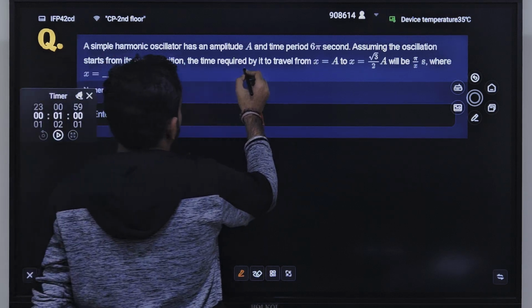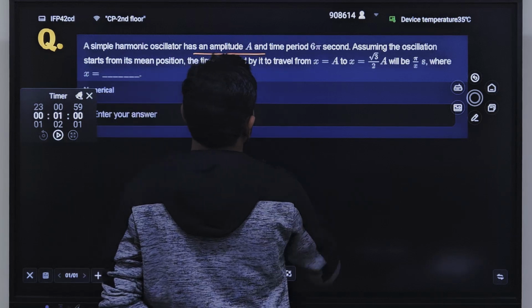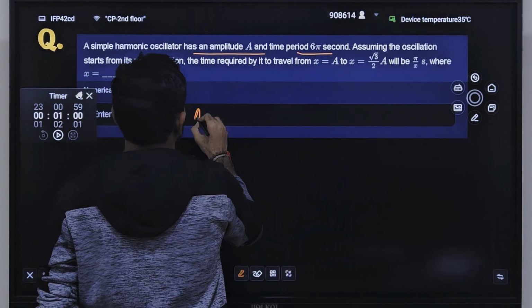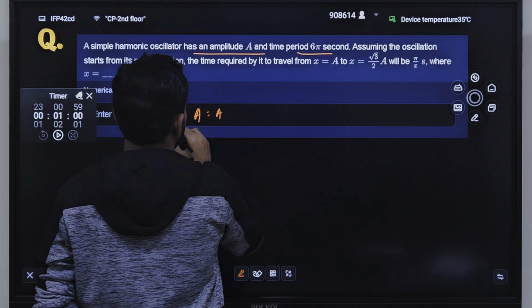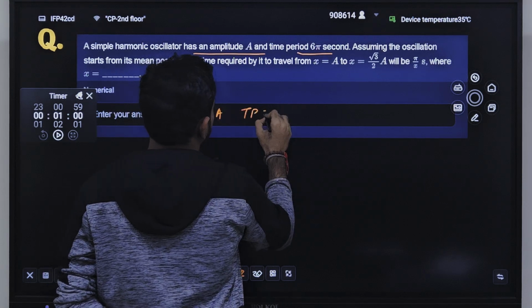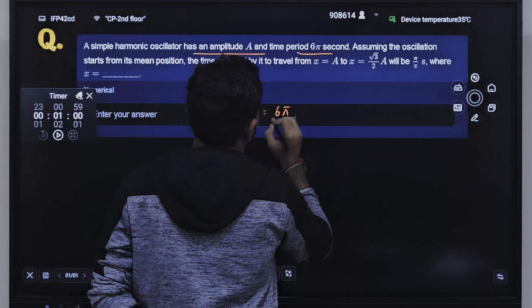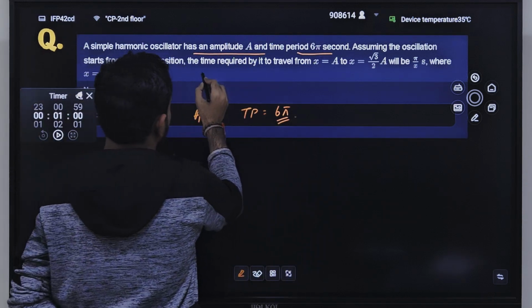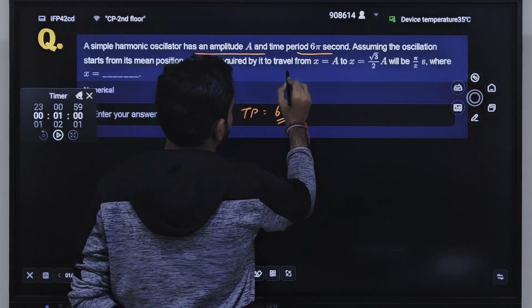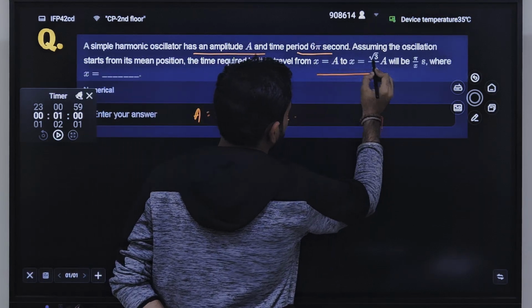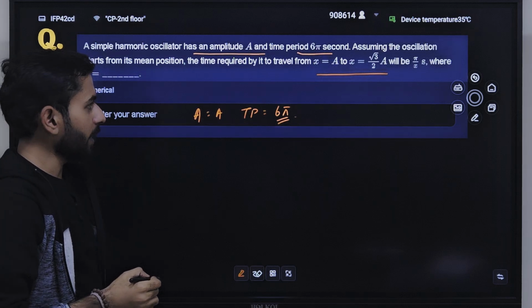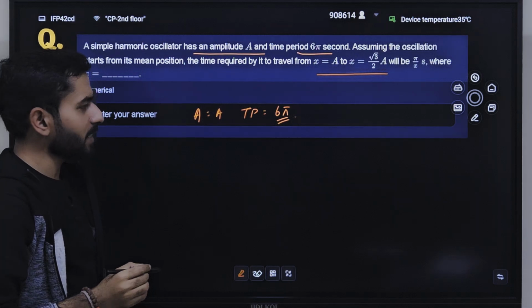A simple harmonic oscillator has an amplitude A and a time period 6 pi seconds. What are the values given? Amplitude is A and time period is 6 pi seconds. Assuming that the oscillation starts from mean position, the time required by it to travel from x equal to A to x equal to root 3 by 2 A will be pi by x. That is, basically you have to calculate time.